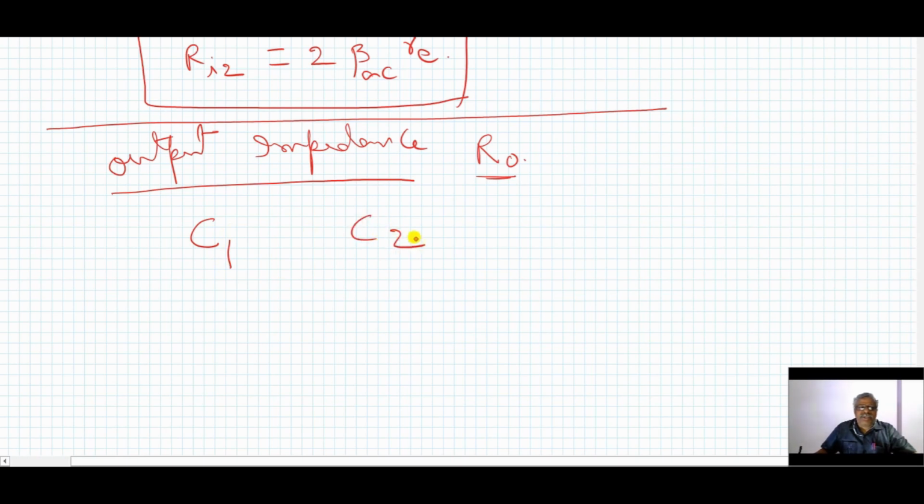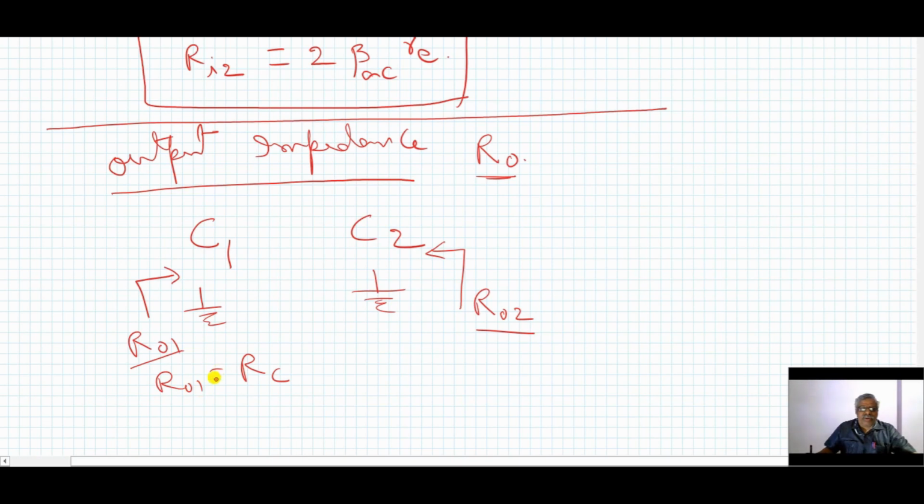Here we have two output terminals, collector 1 and collector 2. If you are viewing into the collector terminal 1 with respect to ground, then that output resistance we can call as R01. Suppose you are viewing between collector terminal 2 with respect to ground into the circuit, then the output resistance can be defined as R02. Because the two circuits are identical with each other, R01 will be equal to R02. What is this resistance? If you carefully observe the circuit, between collector 1 and ground, only RC is present. So R01 will be equal to RC.